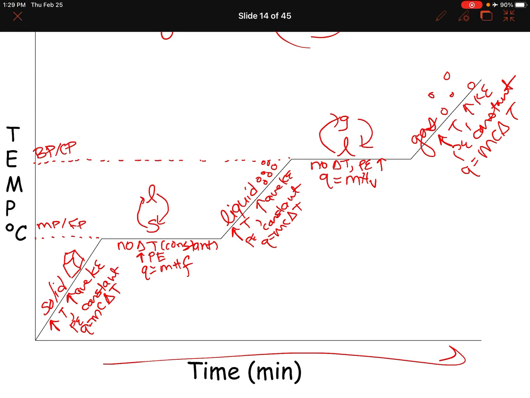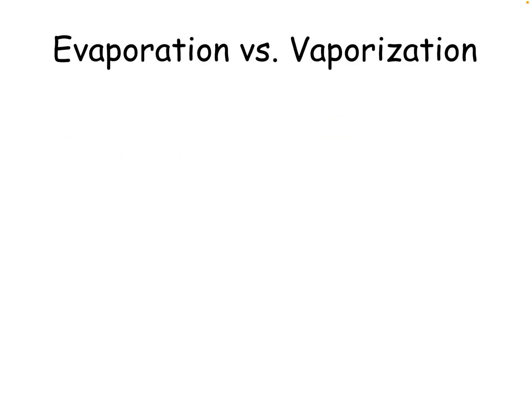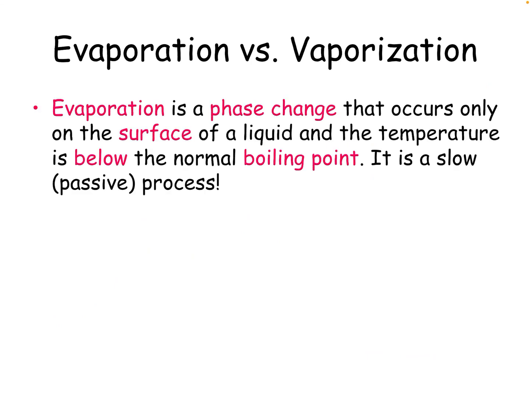So that's a lot. Let's quickly talk about evaporation versus vaporization. Evaporation is a phase change that occurs on the surface. It's below the boiling point. It's a slow process. It's a passive process. So when I put some water on the desk, like I have some spillage, it's going to go away. It's going to eventually become a gas, but it's a slow process because it starts at the top and then it moves on.